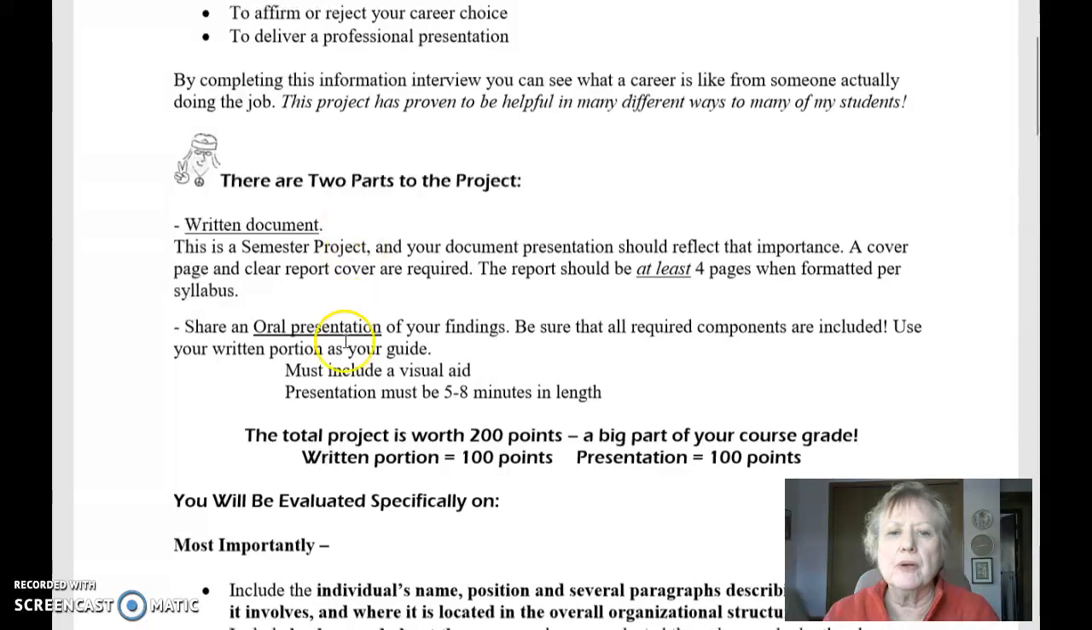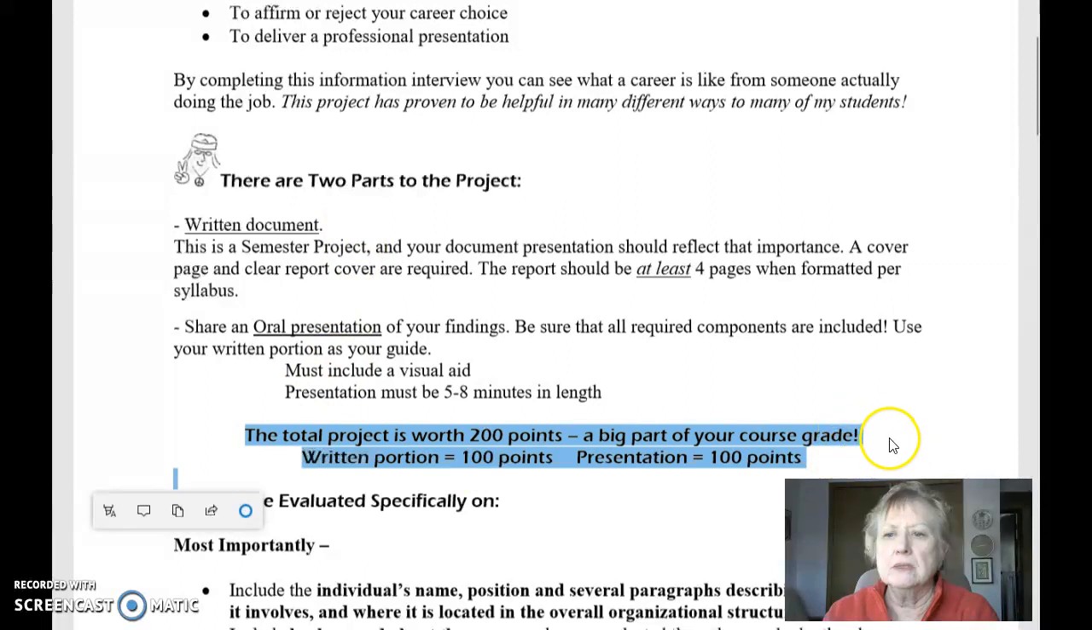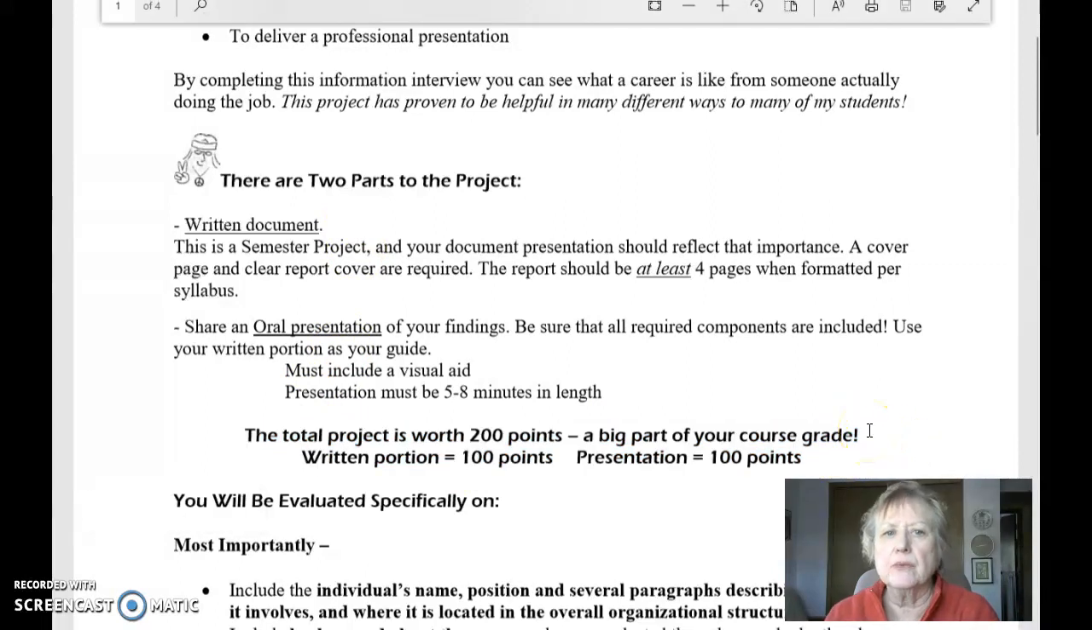Okay, so the total project is worth 200 points. And 100 of those points are the written document, and 100 points are the presentation. Now, I have to tell you, I want to make a point of this. Don't get hung up about the presentation part of this. I'm not going to be grading you on your wonderful public speaking skills. This isn't a public speaking course per se. What I'm really looking for is that you speak loud enough and articulately enough so that we understand you.